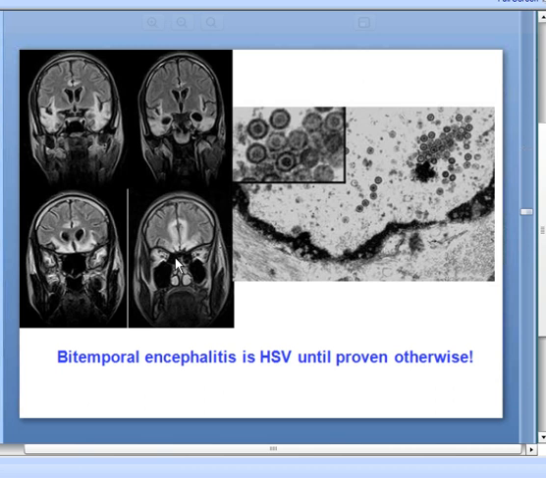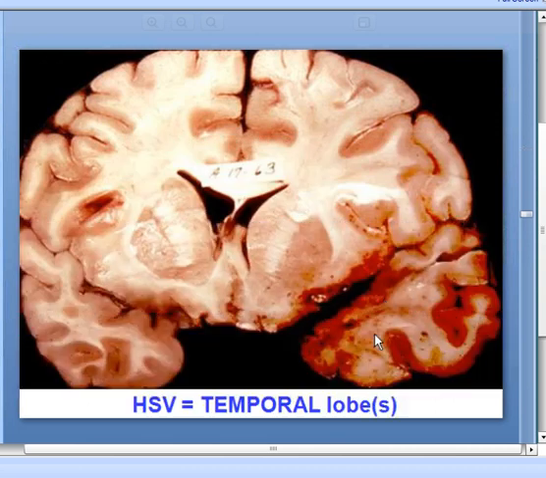When your patient has an encephalitis and appears to be primarily limited to either one or both temporal lobes, it's usually or almost always herpes simplex virus. Here's a nice picture of it, and you can see temporal lobes. And you can tell on this side here, which is the right side, there's a good separation between gray and white matter of the temporal lobe.